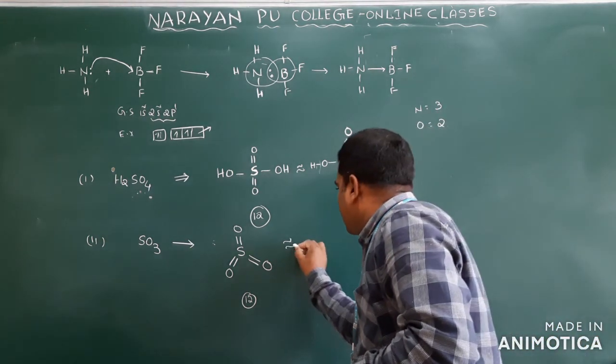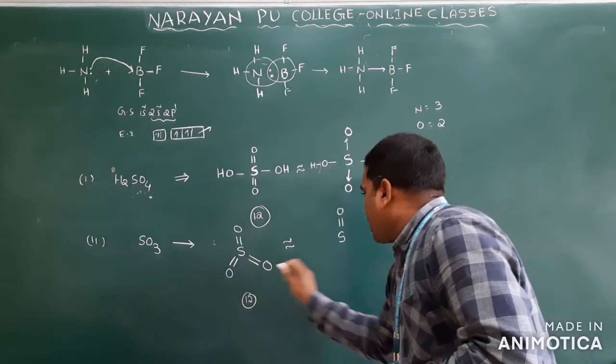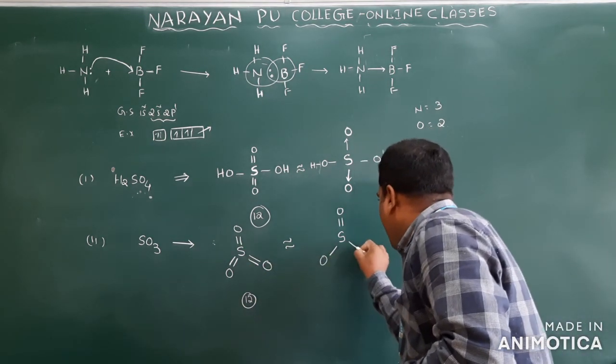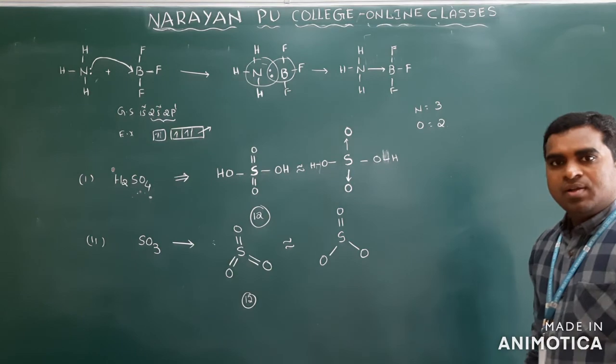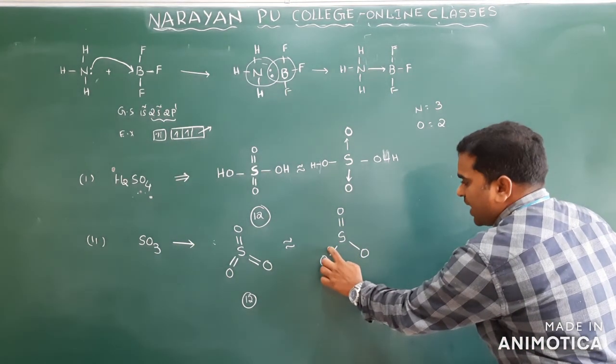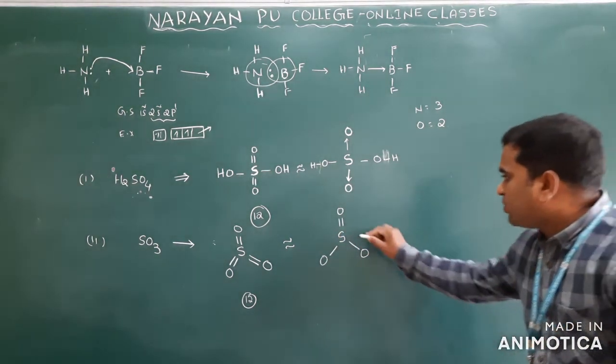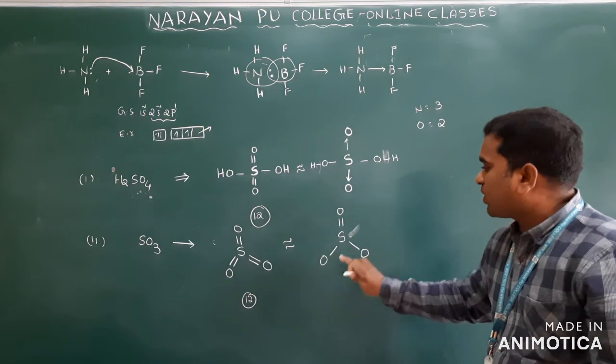So what will I write for this molecule? I will put a double bond to O, and another double bond to O, and here O. Then does it attain the octet or not? Yes. Here how many are there? 2, 3, 4. 4 means how many electrons? 8 electrons are there. 8 electrons means it attains the octet. Yes, it attains the octet.